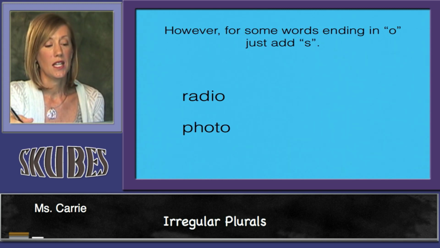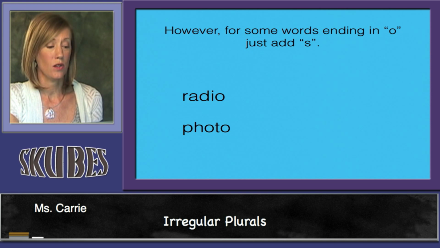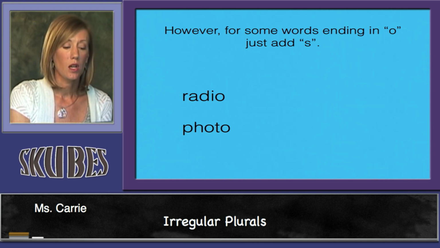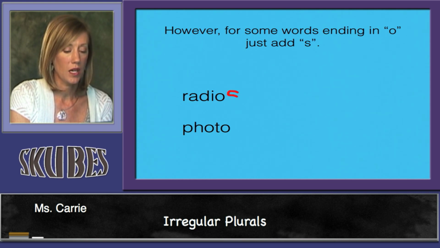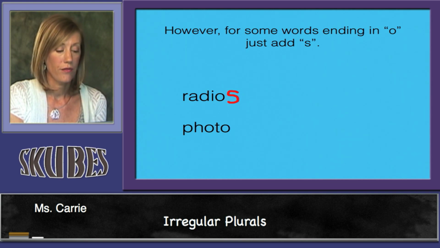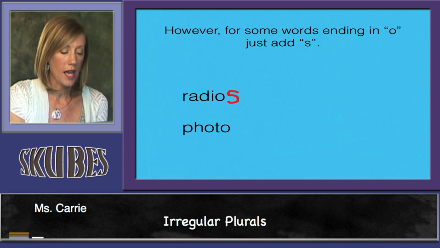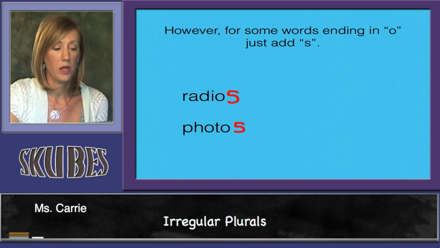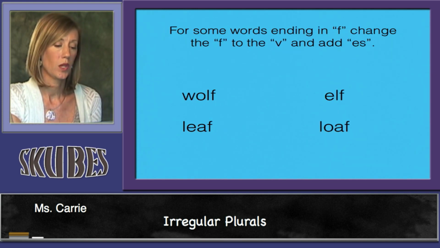However, for some words ending in O, we just add S. And there's no particular rule to this, it's just something we have to remember. Like radio, if you had more than one, becomes radios. You don't add ES, you just add S. Photo, you just add S to make plural. I saw many photos. That would be the plural way to spell that.